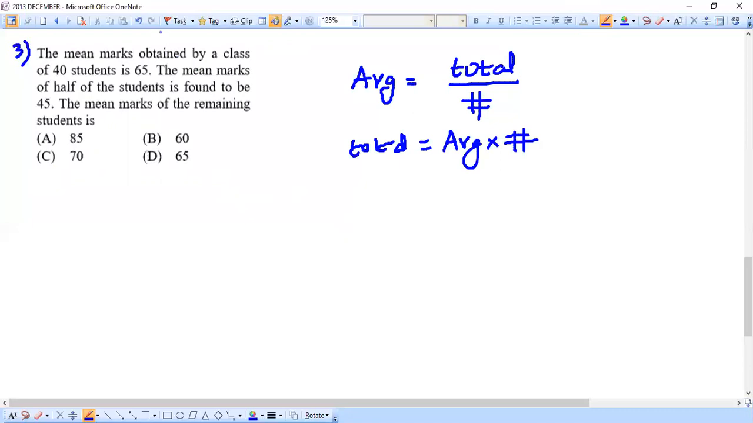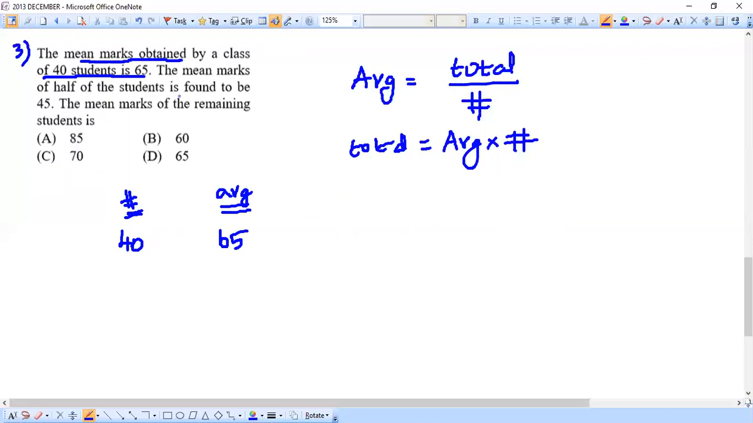The mean marks obtained by a class of 40 students is 65. So that is for 40 students. Let me write like this. Number of students is 40. For them, the average. We have already discussed that average, mean, everything is same. So for the 40 students, the average is given to be 65. Let's note it here.